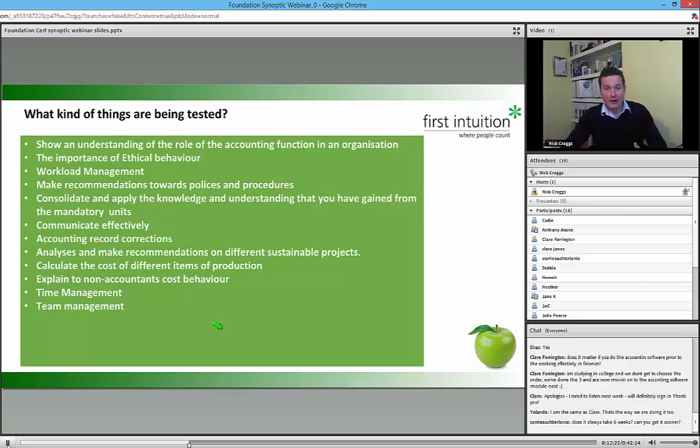Things like communication are really going to be key. There's going to be a lot where you are communicating concepts to people who are not accountants. So it's not about can you do semi-variable, fixed cost, variable cost. Can you explain that concept to someone who doesn't understand them? And then it'll bring in sustainability and other exciting things. And then it'll bring in time management, team management, and hierarchical structures of managers, directors, sales ledger clerks, things like that. So to cut a long story short, an awful lot is what they can test.